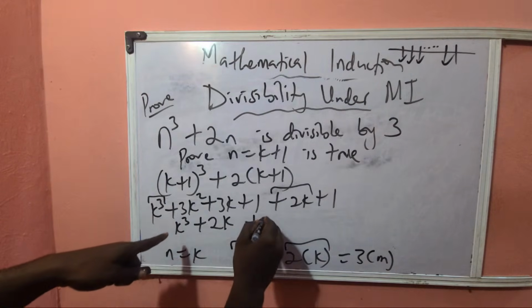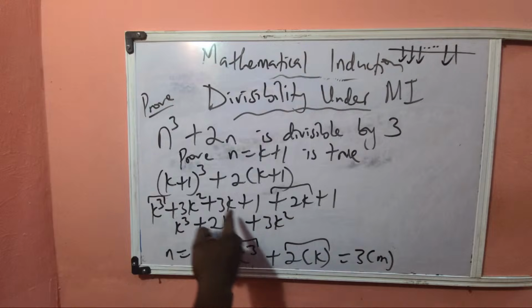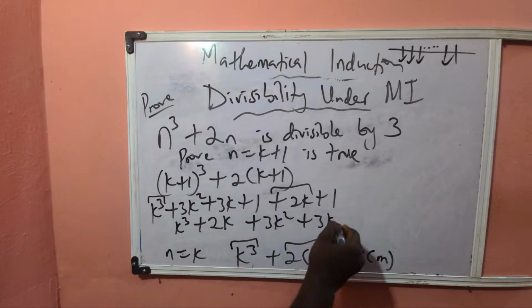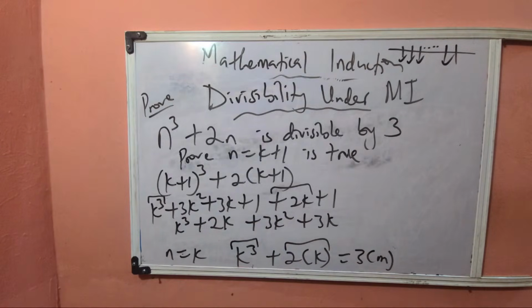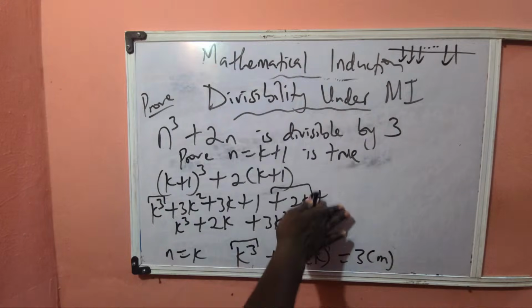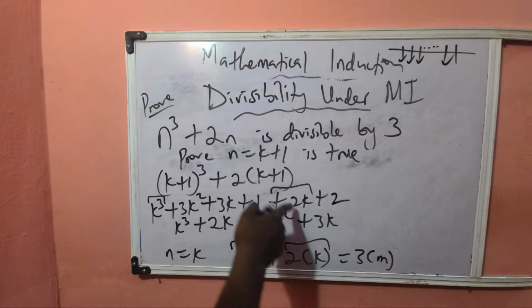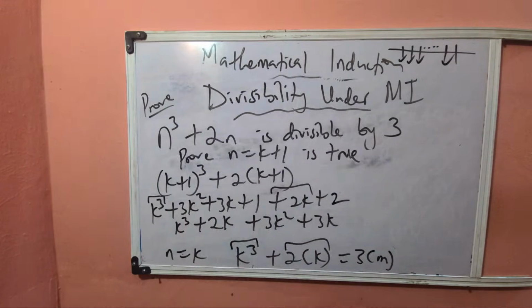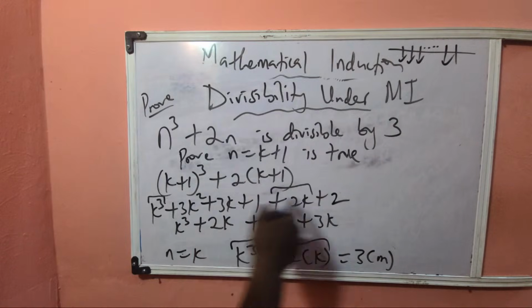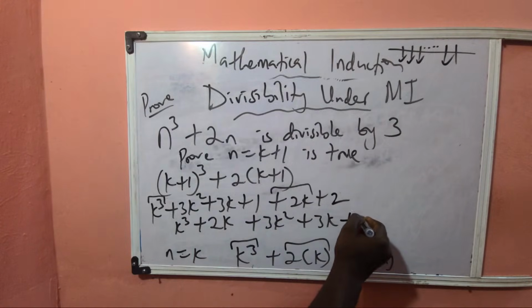I have plus 3k squared. Then I have plus 3k. Are you sure I did not make a mistake somewhere? Okay, it is 2k plus 2. Thank you, sir. Thank you to that person. 2 times k, 2k, 2 times 1, 2. Thank you. So this is 1 plus 2. That will be 3.